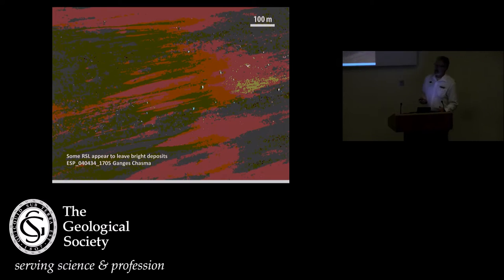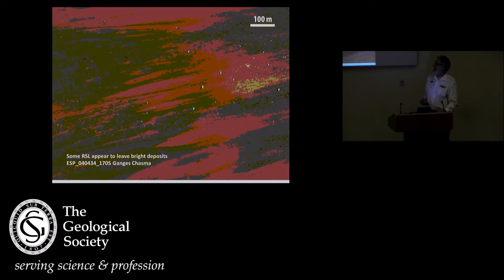Sam was asking whether any of these RSL leave bright deposits. He expects salt deposits to occur. And what we can say is that there do appear to be bright deposits left behind. Here's the newer RSL here, and we interpret this as older RSL deposits that are bright.